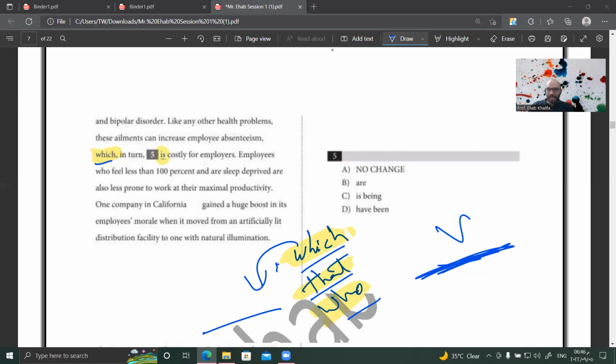See, guys, this is which, now followed by a verb. Then this is considered a subject, which refers to employee absenteeism. So I'm talking about absenteeism. Absenteeism is singular. If it is singular, I choose a singular verb. Okay, easy. Then A is correct.